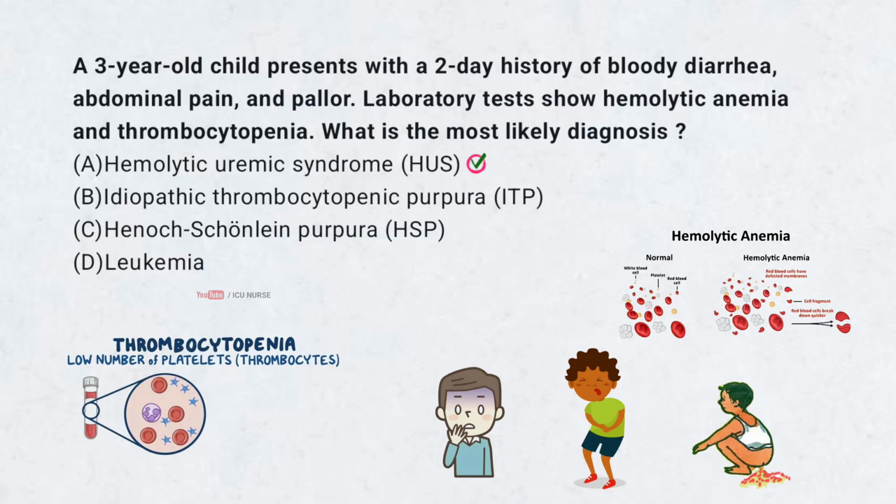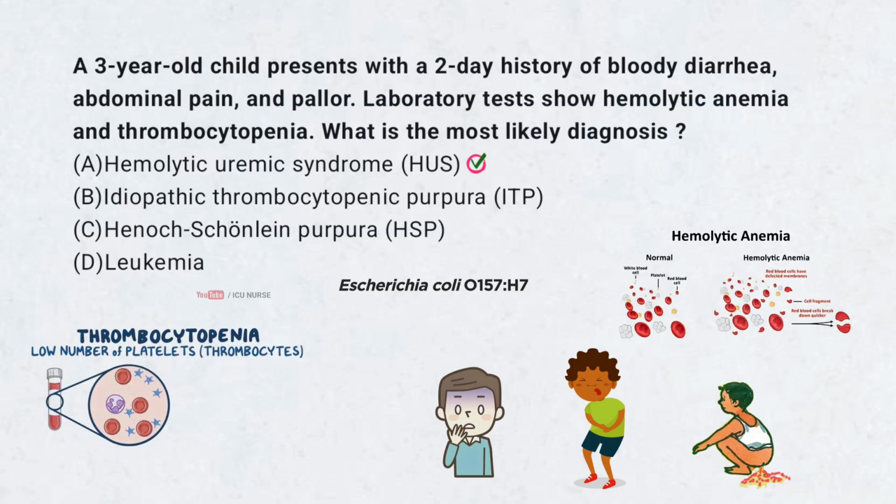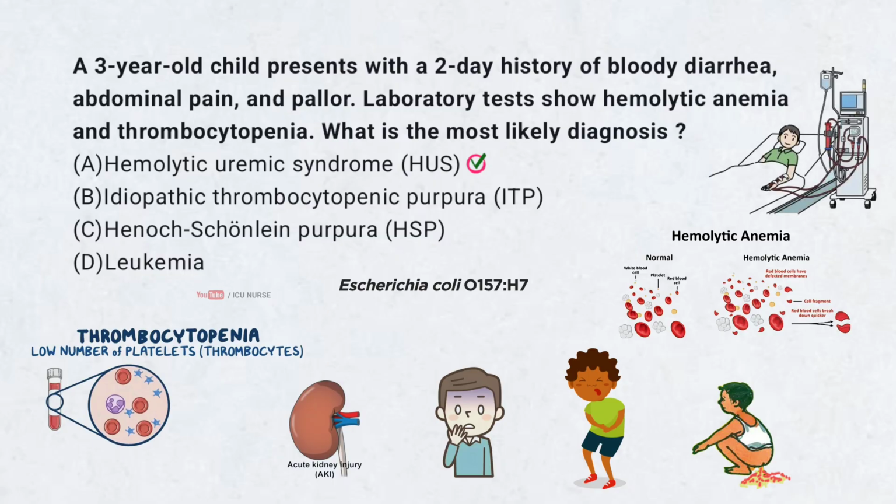Hemolytic uremic syndrome is also known as typical HUS when associated with E. coli O157:H7. It is characterized by the triad of hemolytic anemia, thrombocytopenia, and acute kidney injury. It often follows a diarrheal illness. Treatment is supportive with dialysis in severe cases.